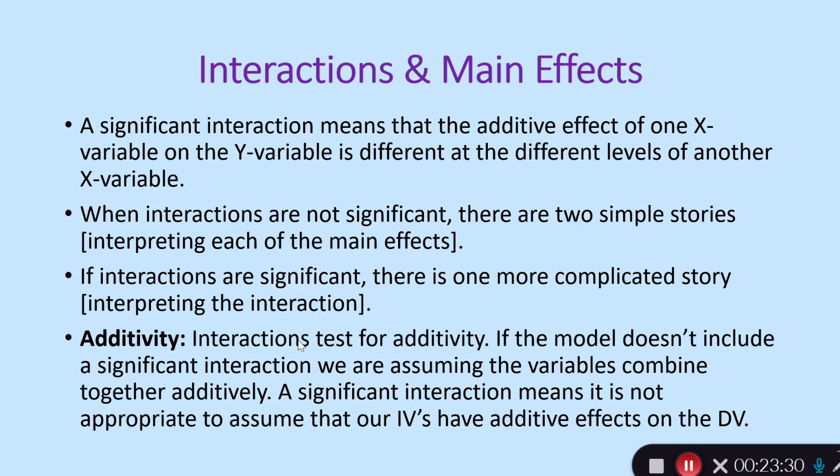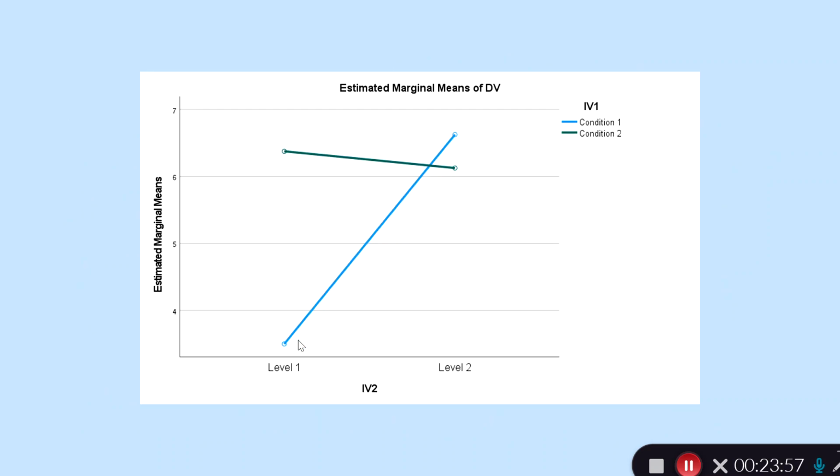Okay, so a lot of text on this slide, I apologise, but let's elaborate a little bit further. So a significant interaction means that the additive effect of one x variable on the y variable is different at the different levels of another x variable. Okay, so we saw that on that previous slide. The means, there's a different pattern of means depending on which level of IV2 you're in. Okay.